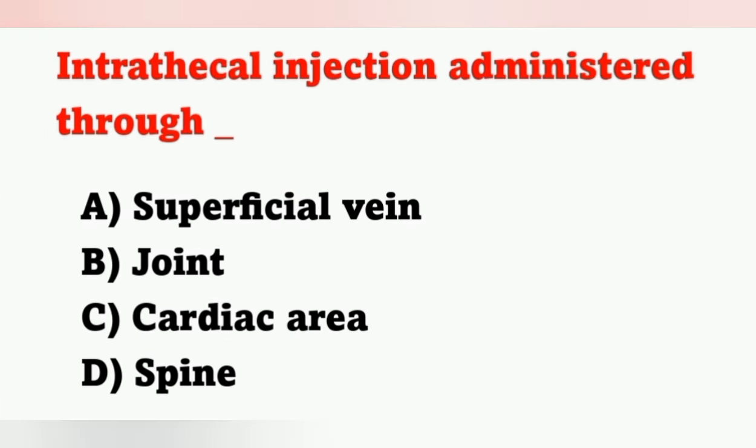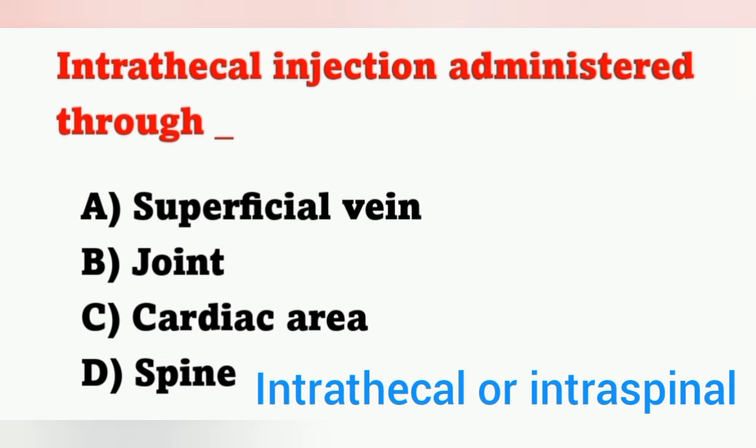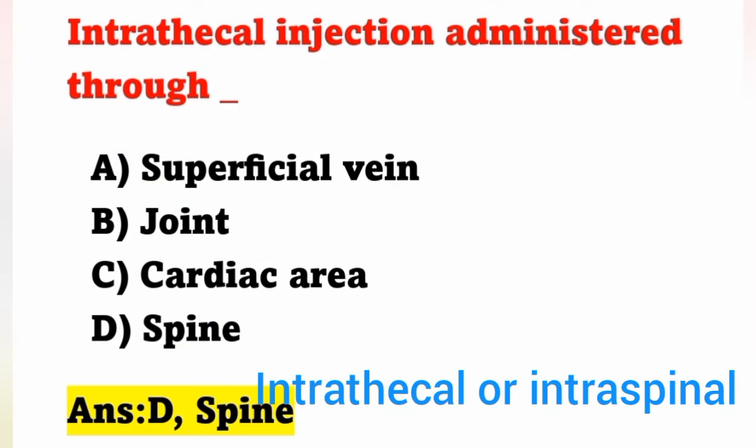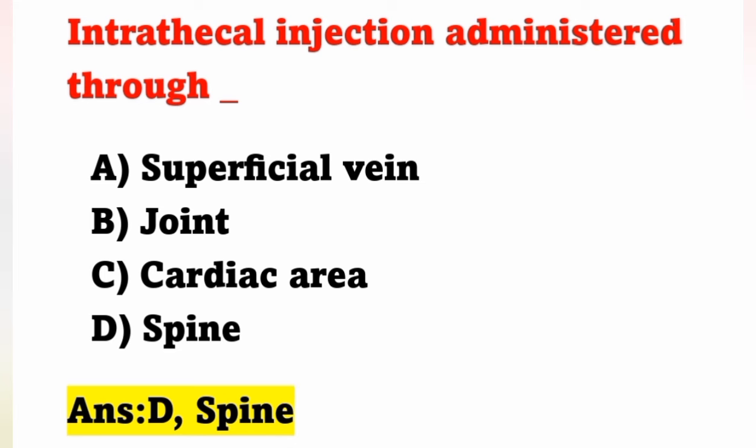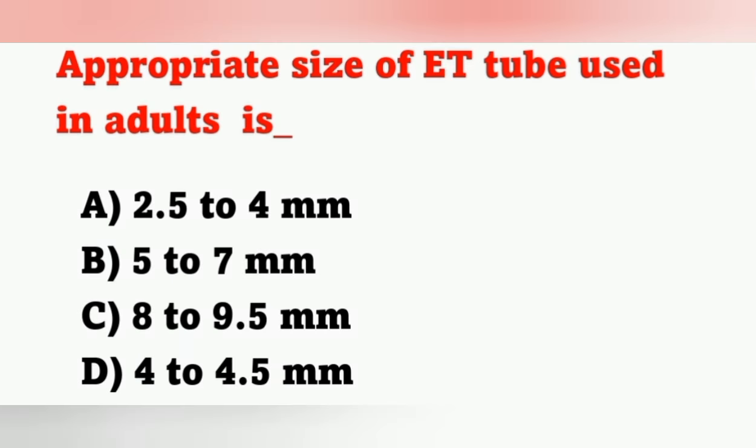Move on to the next question. Intrathecal injection is administered through: option A superficial vein, option B joint, option C cardiac area, option D spine. Intrathecal means injections given into the spine. Option D is the correct answer. Intrathecal injections or intraspinal injections mean injections given into the spine.